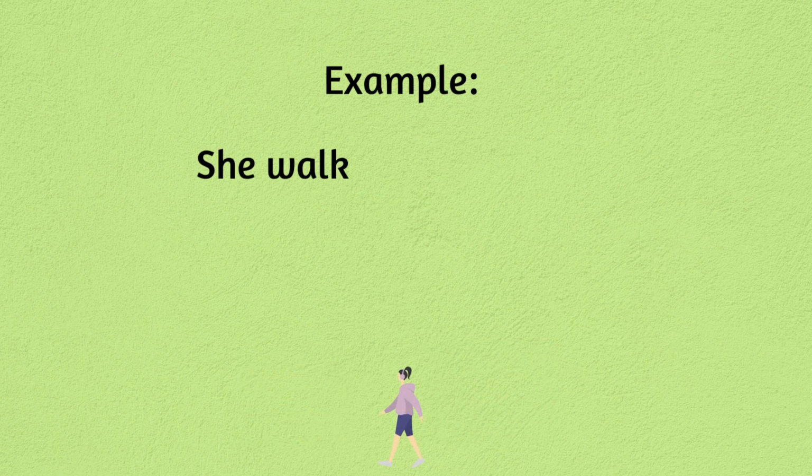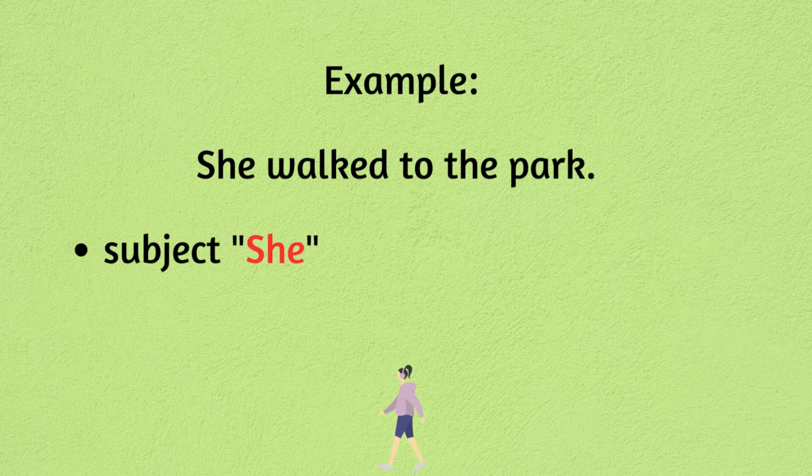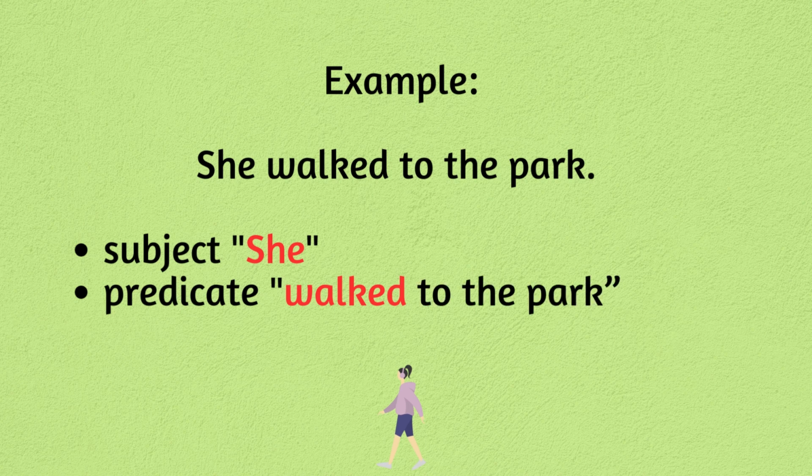For example, she walked to the park. Our subject in the sentence is she, and our predicate is walked to the park. Our verb here is walked.